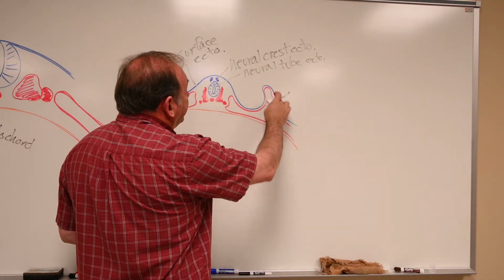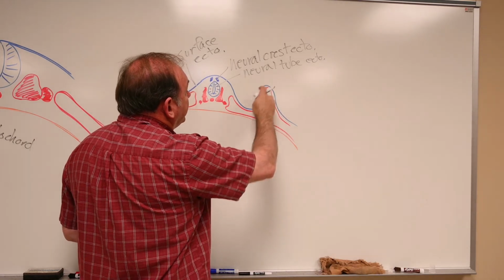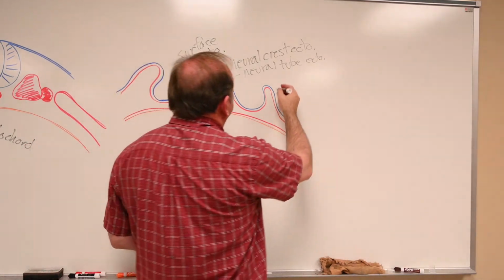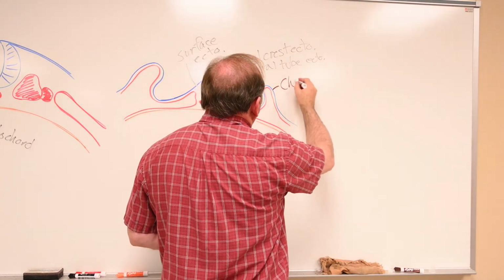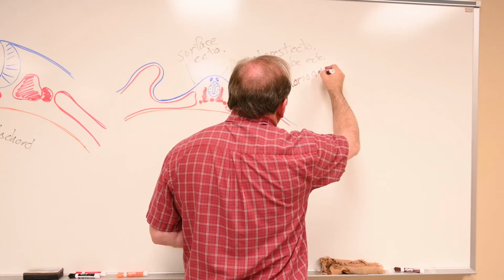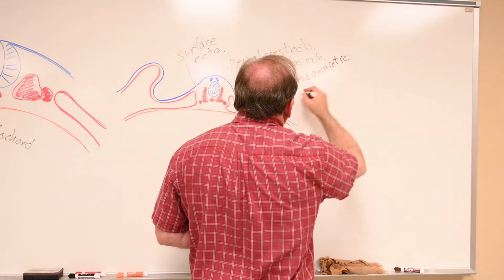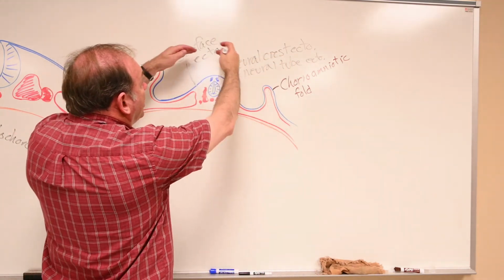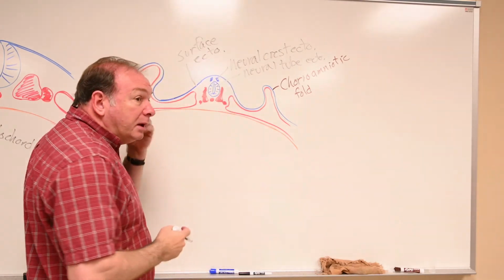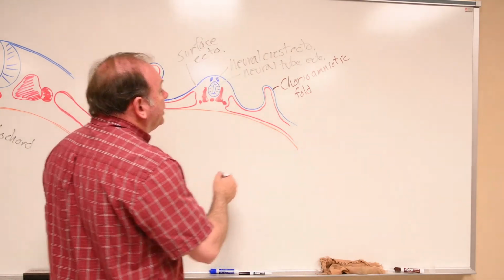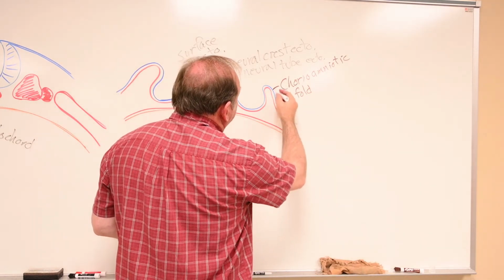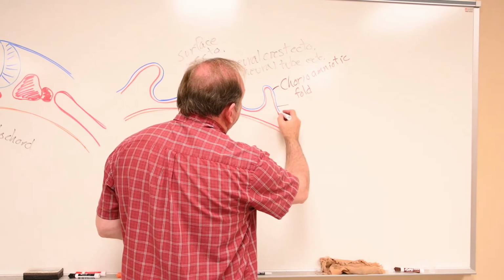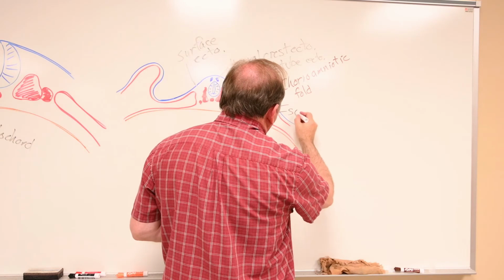This layer of mesoderm that folds up right here, along with the overlying surface ectoderm, forms what we call a chorioamniotic fold. And that fold is going to continue up, and from each side is going to form a bubble-like wrapper over the top of the embryo. So that chorioamniotic fold consists of a layer of surface ectoderm and a layer of somatic mesoderm.